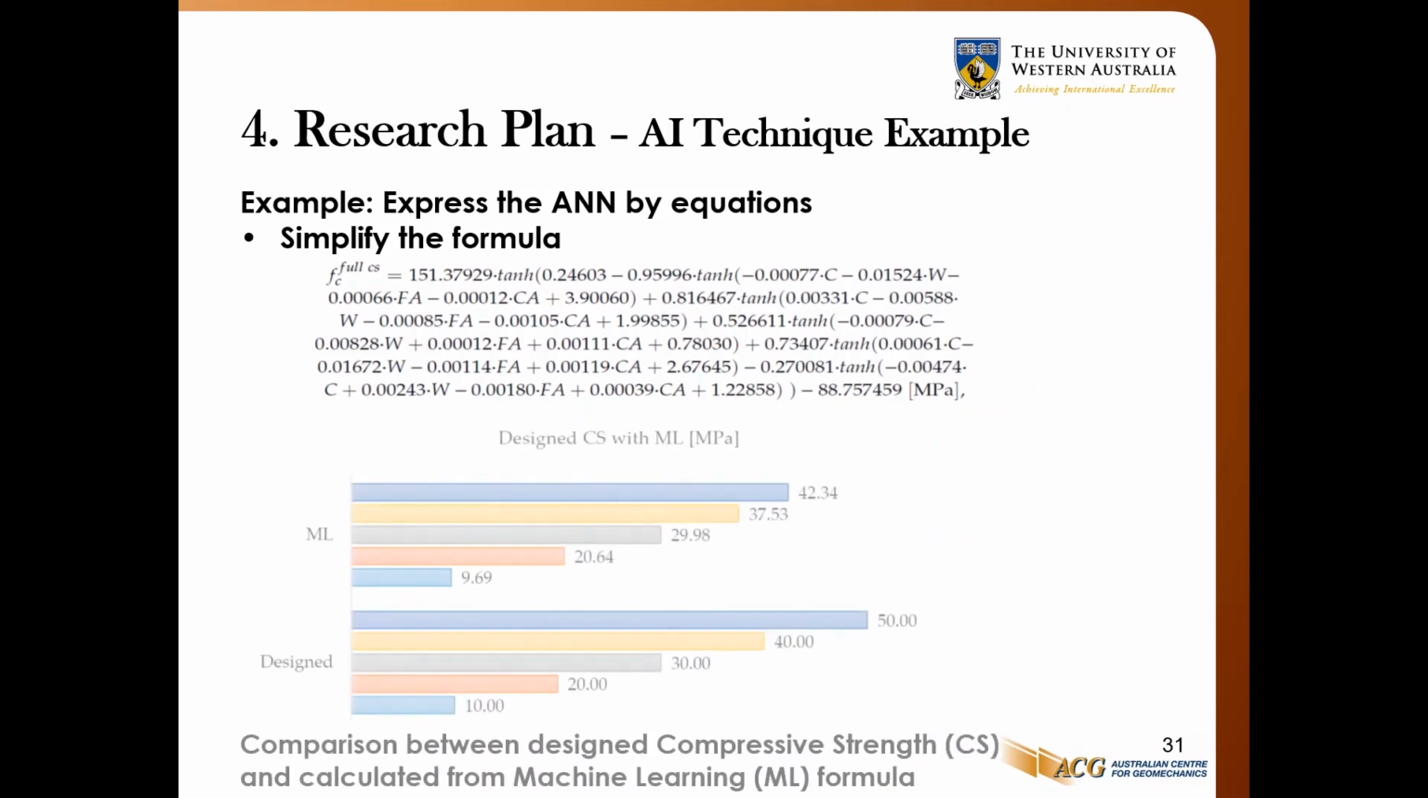And then they use this formula to do the comparison between the designed compressive strength and the calculated strength from the machine learning formula. And we can see that the result, although for the design strength of 50 megapascal or higher is not so satisfactory, below 50 megapascal, at 40 megapascal and 30 megapascal, 20, 10, with this kind of design strength, this formula is satisfactory.